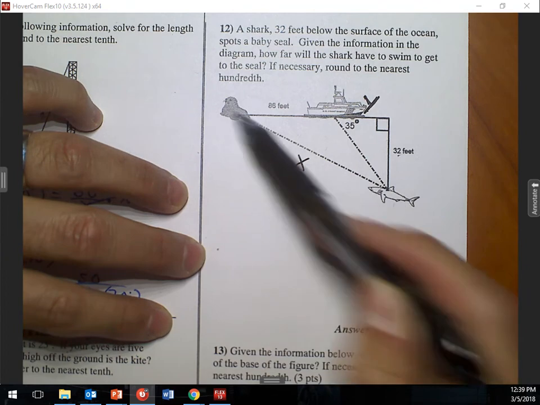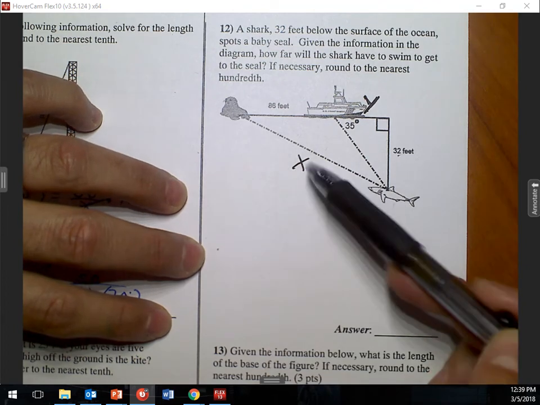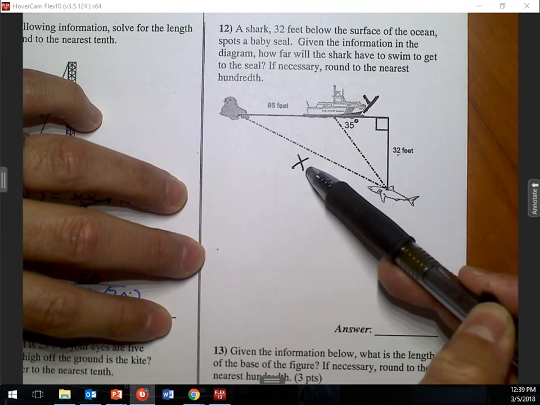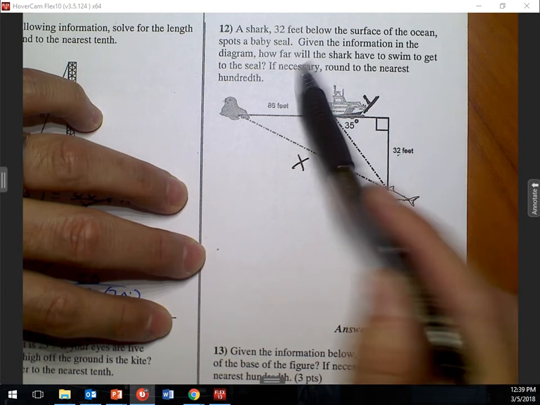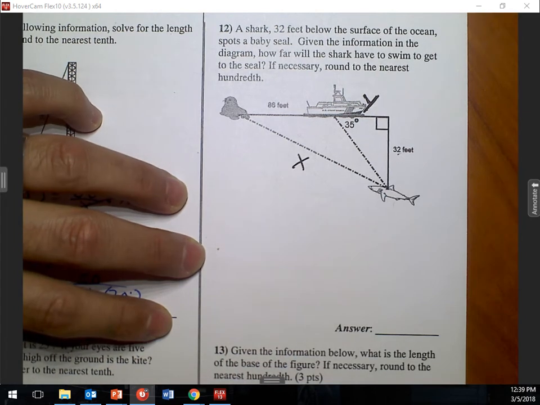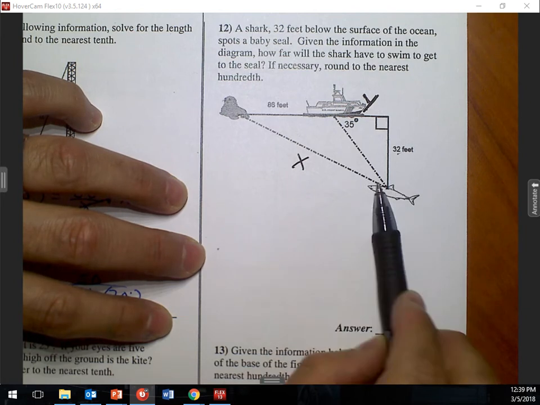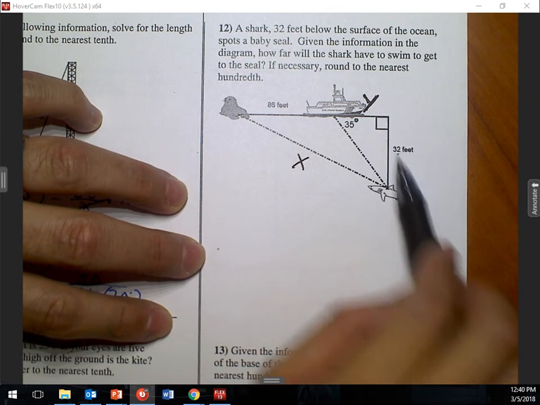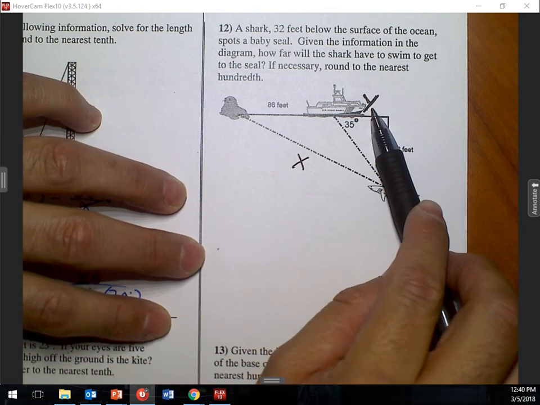Okay, that's the direct line. So this is my unknown that I'm looking for. I put an X here because that's what it says I'm looking for. Okay? If necessary, round to the nearest hundred. That's important when I do my approximation. But now, before I go about doing that, I need to find this piece over here.